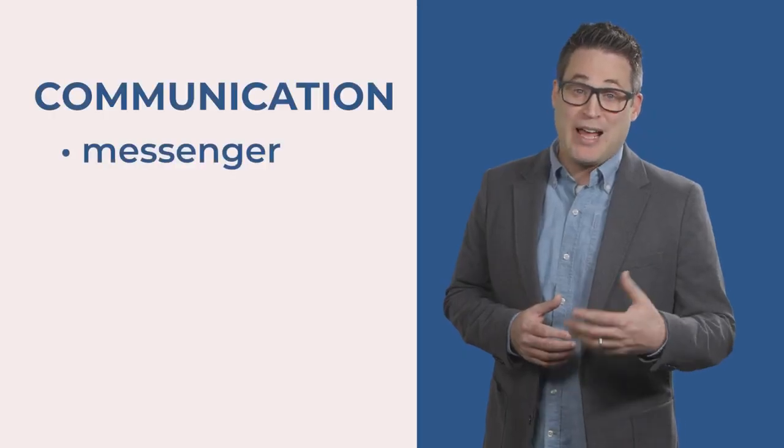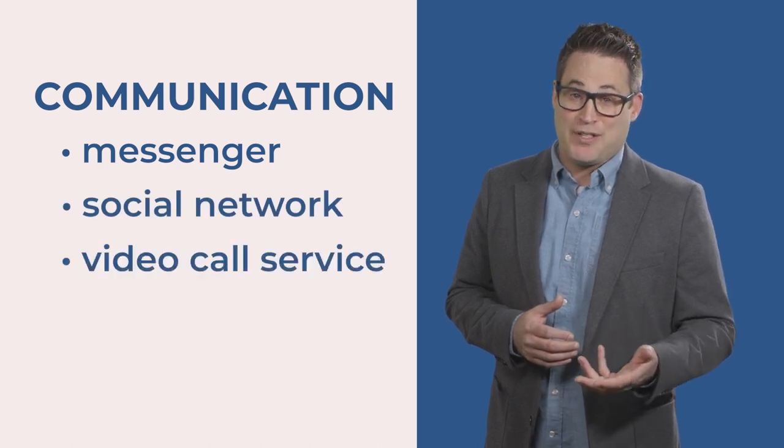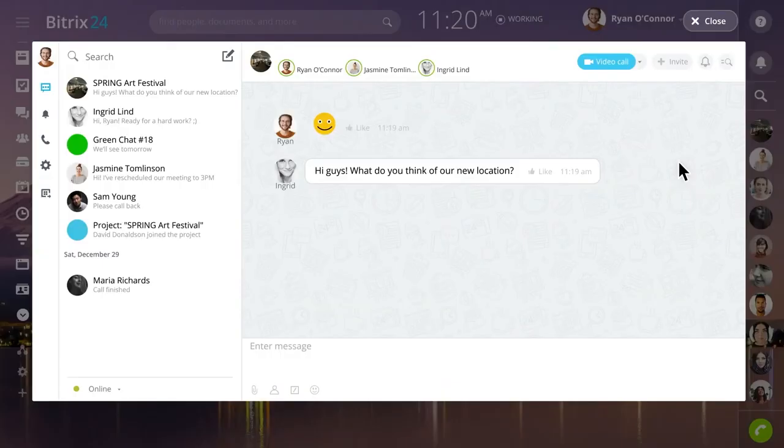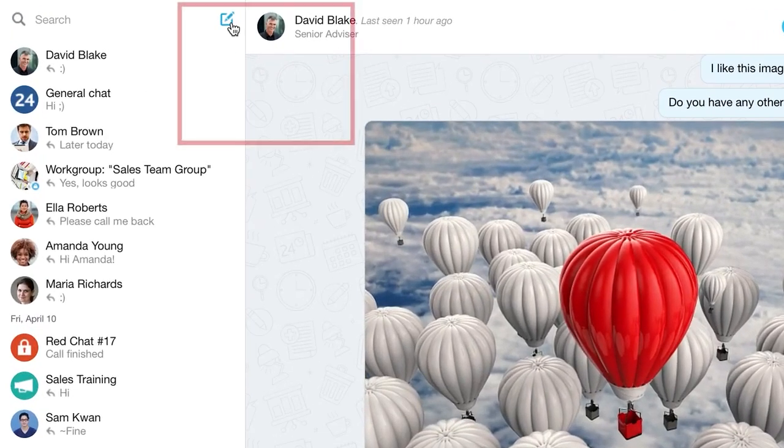Bitrix24 combines the functionality of a messaging service, social network, and video call service, so there are lots of ways to communicate with your team. First and foremost, it's our chats. You can create private and group chats to exchange text messages, links, images, videos, and other information. To create a new chat, just click on the icon and choose the type of chat you want to have.